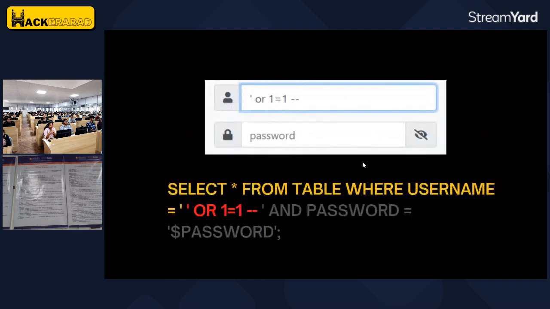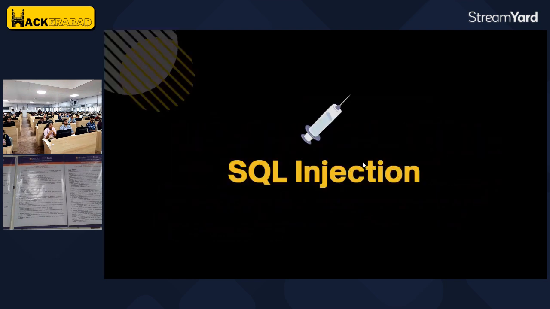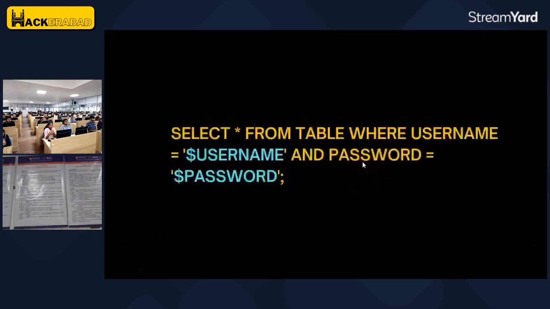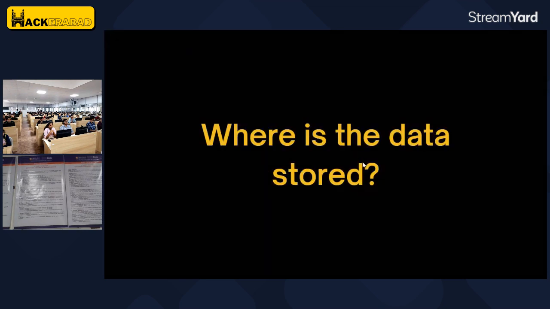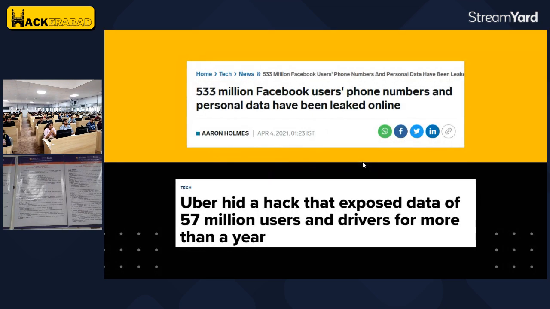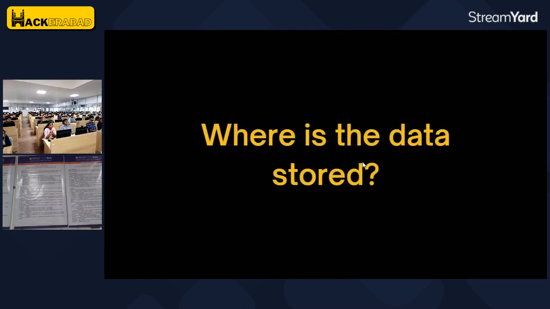That was how these 533 million people's data was exposed. Facebook had an SQL injection vulnerability. Someone actually put their SQL, gained access to the database, put select star from everything, and got 533 million users' data. That is SQL injection.